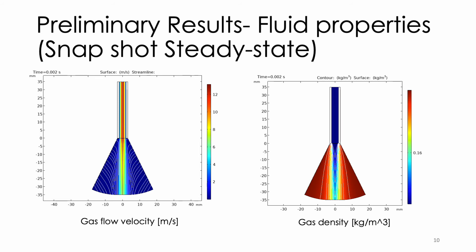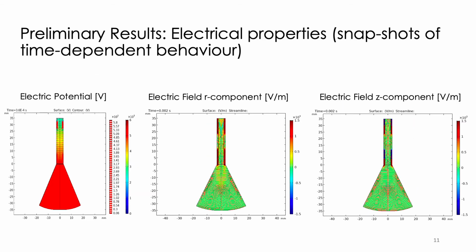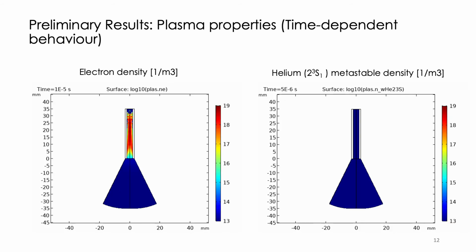The gas velocity can be determined from the gas flow rate and the tube diameter. The gas density changes with temperature and the flow is laminar. We have electrical properties of the plasma: the electrical potential and the electric field in the R and Z components. The lines represent individual pulses. Note the voltage is higher at the powered electrode site. This corresponds with the 6 kV applied voltage.